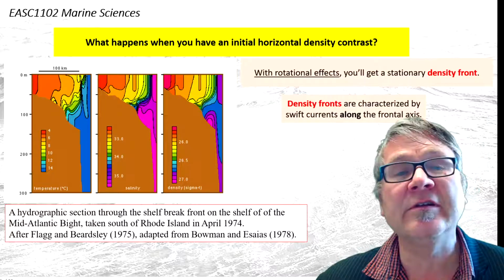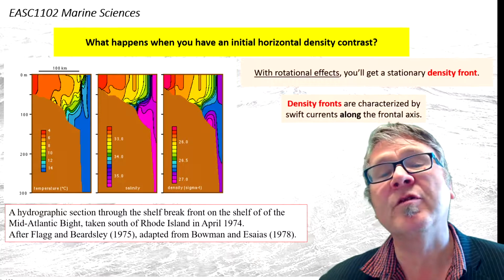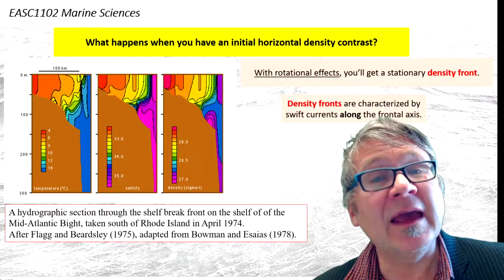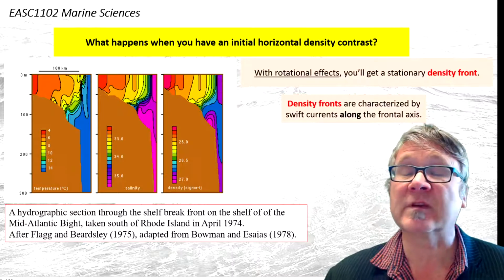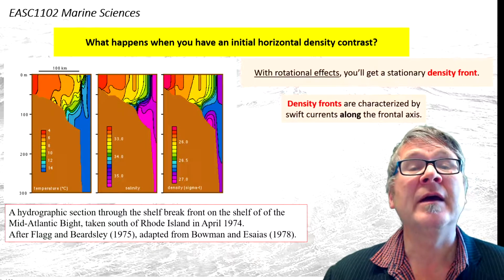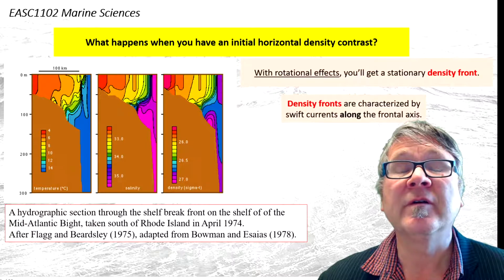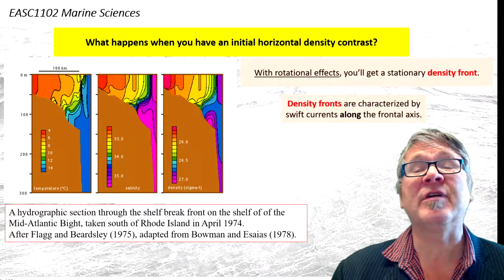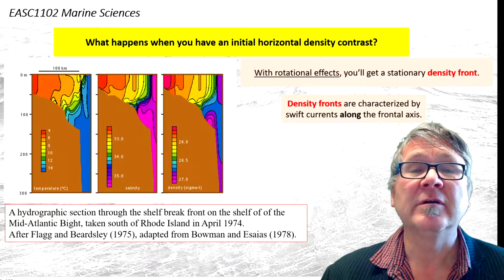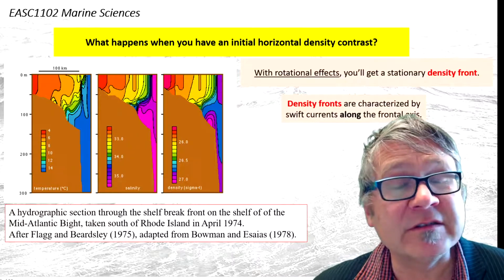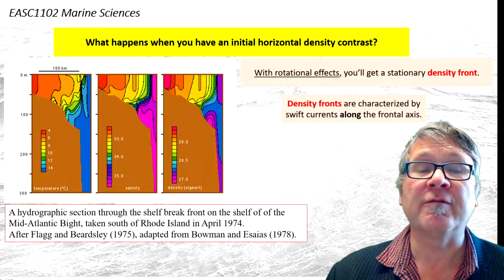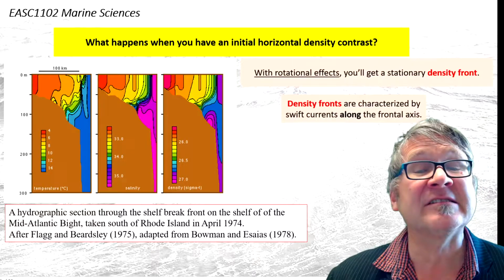The situation is totally different if a process is influenced by the Earth rotation. So if the time scale of a process exceeds 24 hours, so with rotational effects, you actually get something that we call a stationary density front. The density front is a situation where you have lighter water next to heavy water without the creation of a density-driven flow. Instead of that, you actually get a current which runs along the front, along the frontal axis.